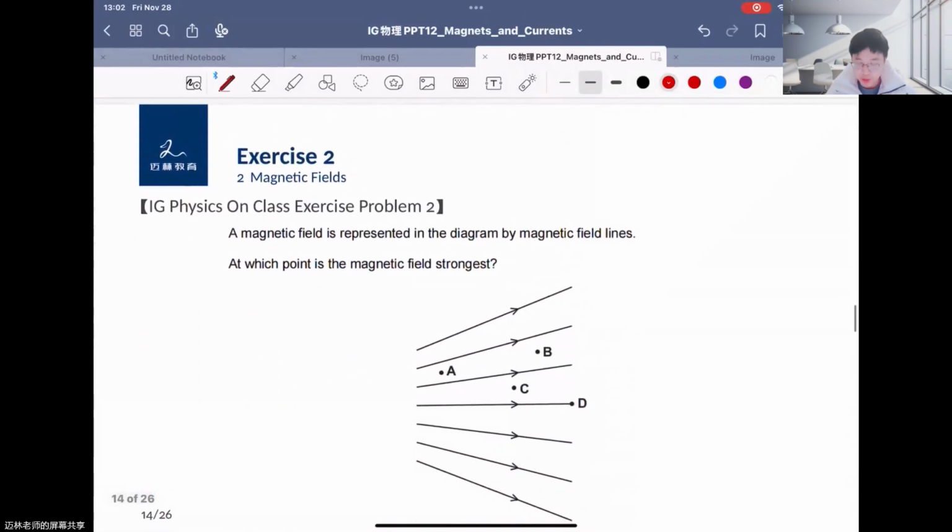Okay, so here's the exercise. Please try to find the answer right here. Okay, not very difficult, yeah. We can choose A because here we have a very high density at A. You can find lines are distributed very close to each other. So we can say, oh, at A point, it has the strongest magnetic field. Okay, so finally we choose A as our final result.